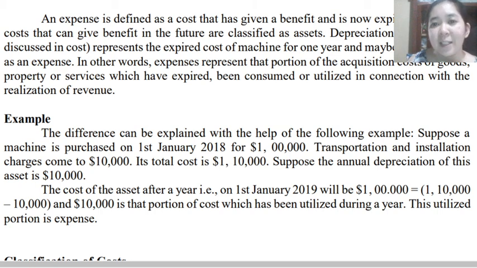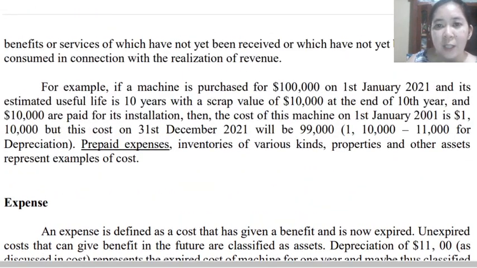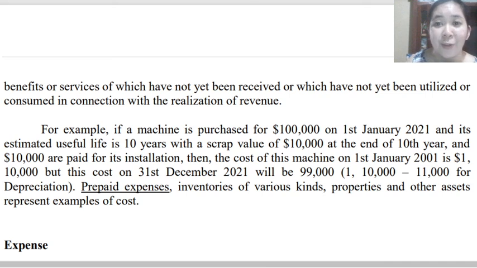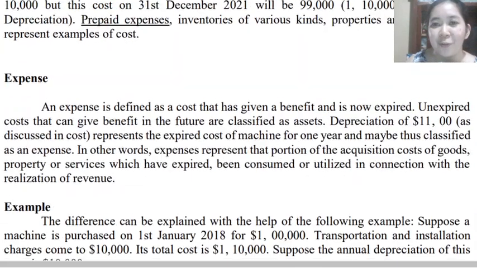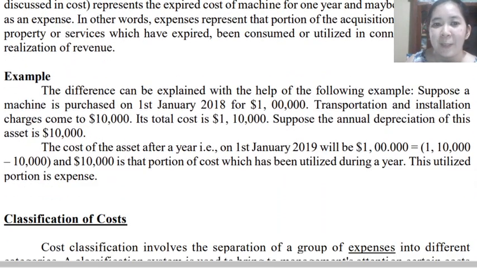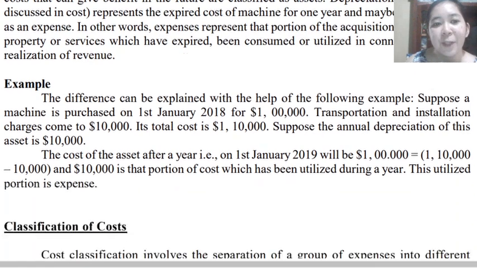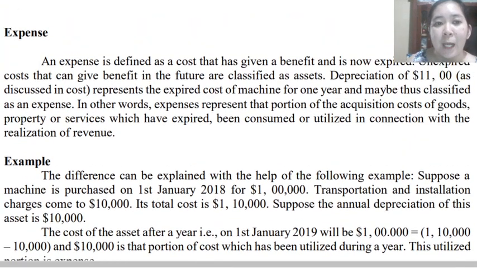Actually, this is just the same as the first illustration under cost. So you just have to take note of the difference between the unexpired and expired portions of the cost of the item. So this is the distinction between costs and expenses.